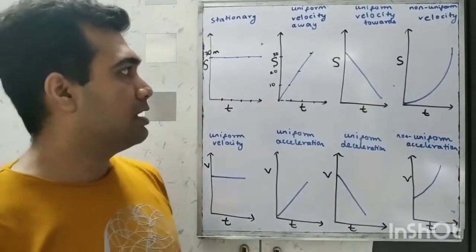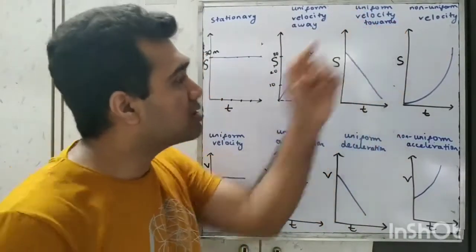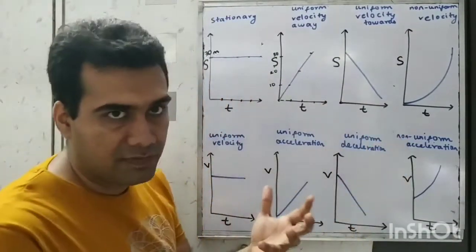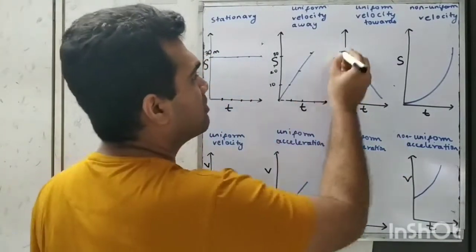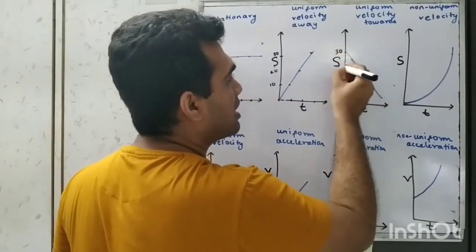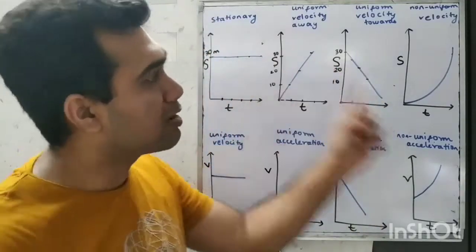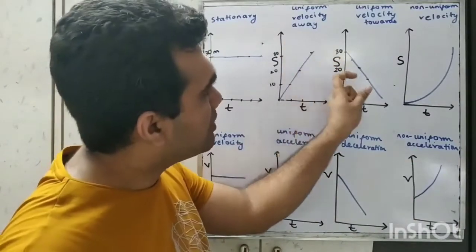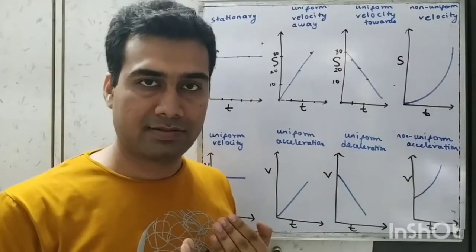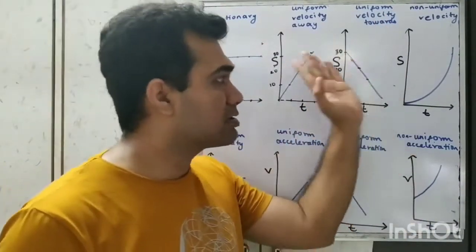On the other hand, a graph with a negative slope represents again uniform velocity but towards the origin. Say initially, at time 0, the displacement is 30 meters. After 1 second, the displacement becomes 20 meters. After 2 seconds, the displacement is 10 meters, and so on. So again it is covering equal displacement in equal intervals of time, but it is moving towards the origin. So this is again uniform velocity towards the origin, hence it is called a negative slope.